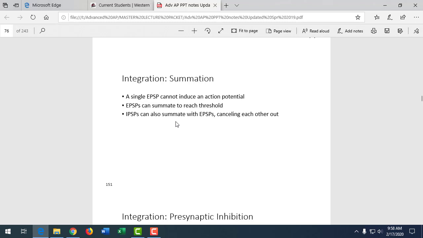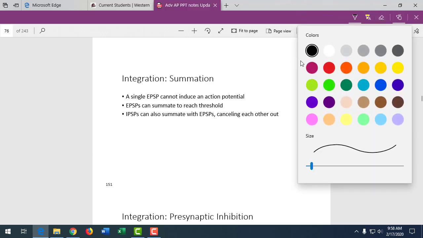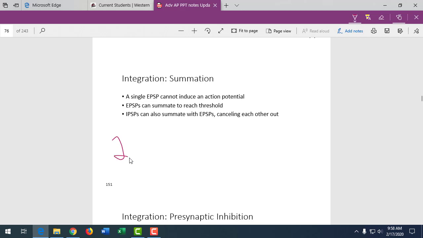So if I have 2 EPSPs, I'll just draw that here. If I have 2 EPSPs and I have 3 IPSPs, what's going to happen to my membrane? Am I going to get closer to threshold or further away from threshold? Further away, because I have more inhibitory, more hyperpolarization potentials than I do depolarization potentials.